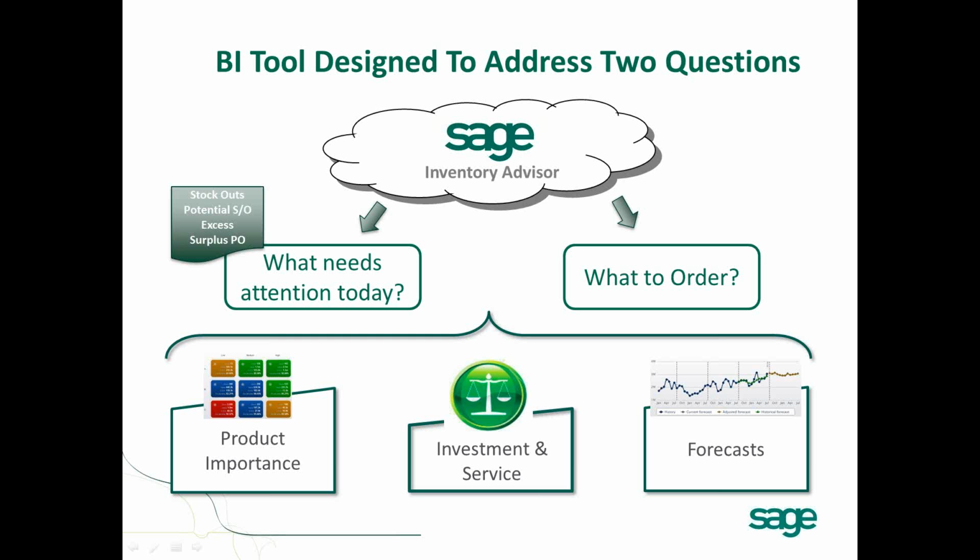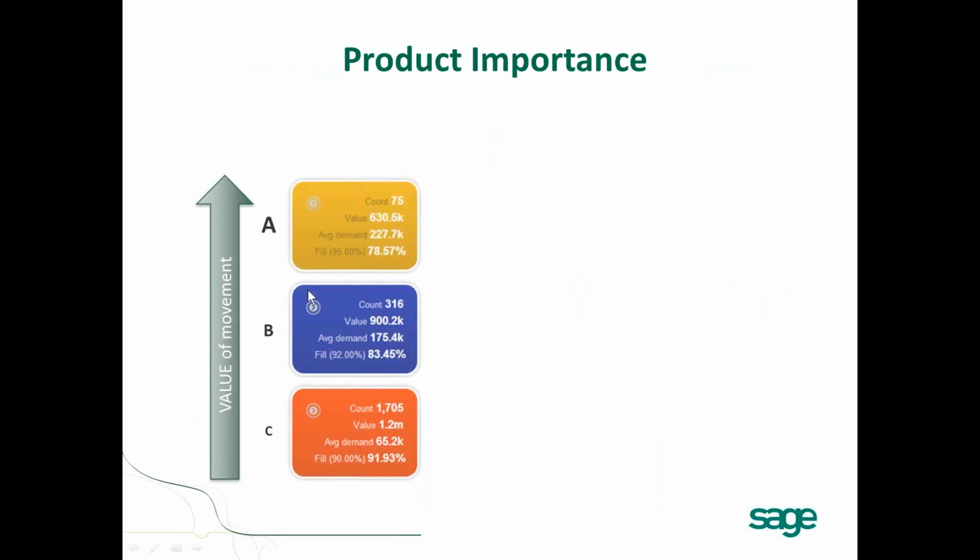But the first one is product importance. I want to know, of my range of products, which ones should I stock and which ones shouldn't I stock? And then the ones that I do stock, which ones are more important and which ones are less important to my business? And we do that by analyzing the stocked items in 2 ways.